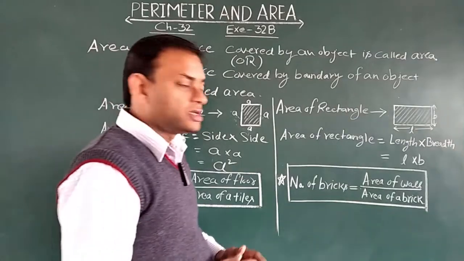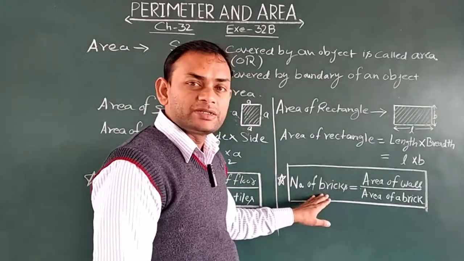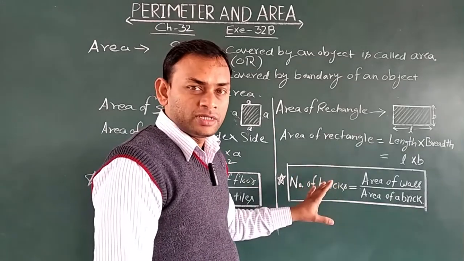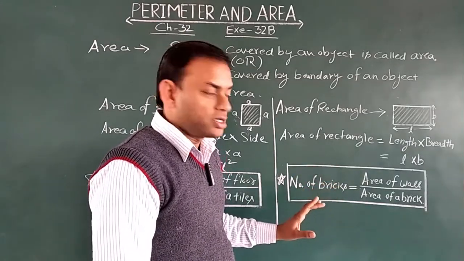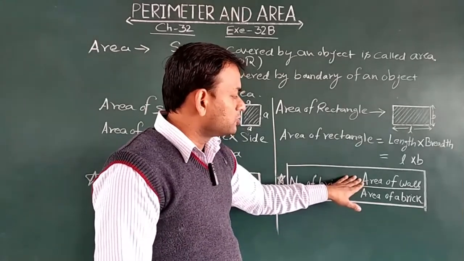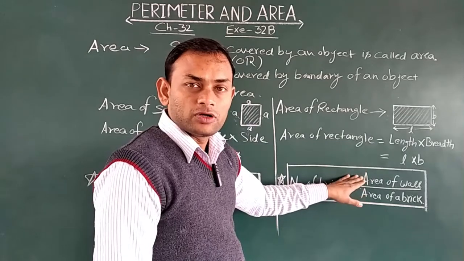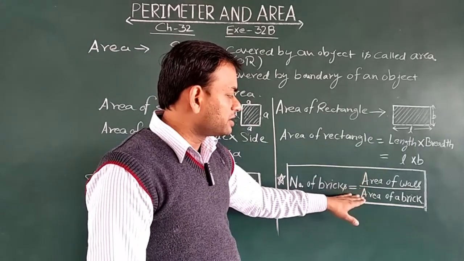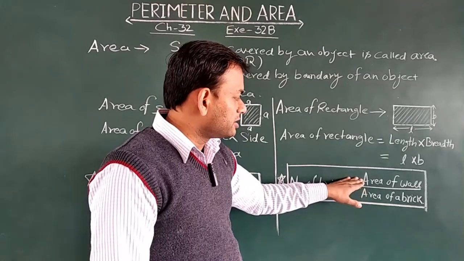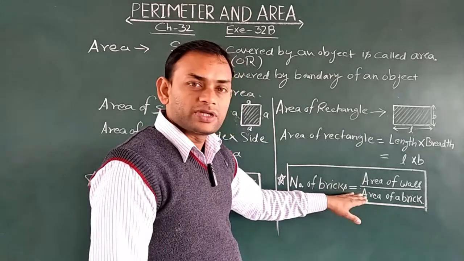Similarly, how do you find the number of bricks which are placed in a particular wall? आप कैसे पता करेंगे कि particular wall बनाने में कितनी ईंटें लगेंगी? So to find the number of bricks, first of all you need to find the area of that wall, and then you will find the area of a brick. And after that you will divide the area of the wall by the area of a single brick.